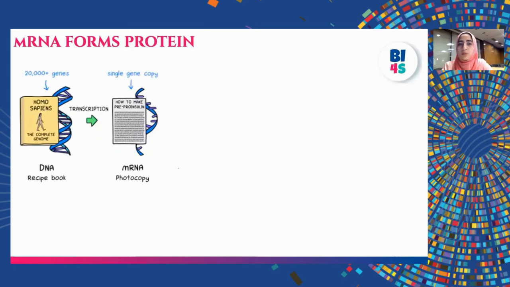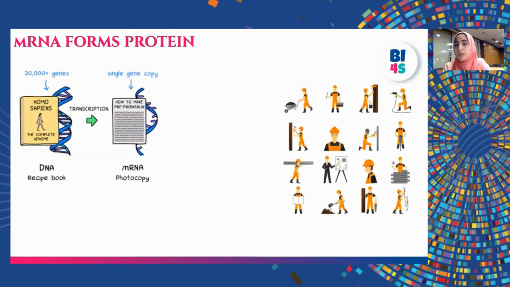Now that we have the photocopy of the instructions that we need, the question is, how are these instructions converted into the particular trait? So we need some worker molecules that will make these instructions into the final product. And within our cell, the worker molecules are the proteins. So proteins are the ones that carry all the functions that actually make up a particular trait in the organism.